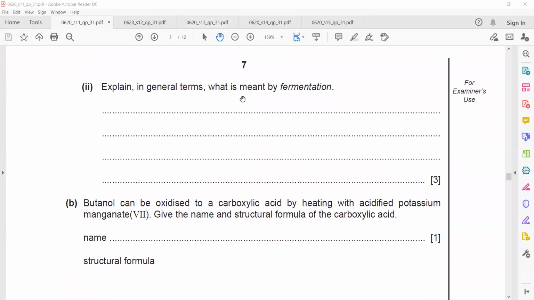Explain in general terms what is meant by fermentation. And it's of 3 marks. So you have to explain the meaning of this fermentation.